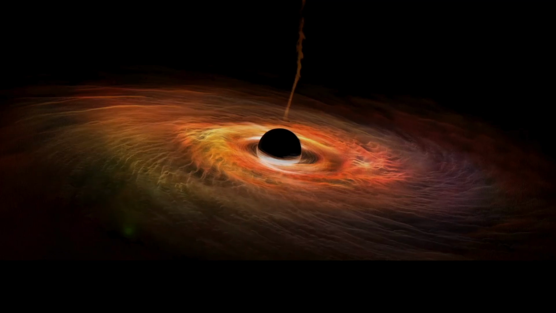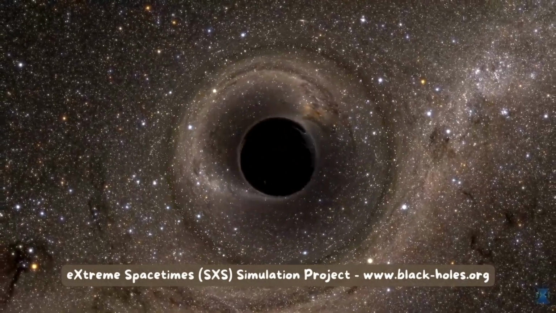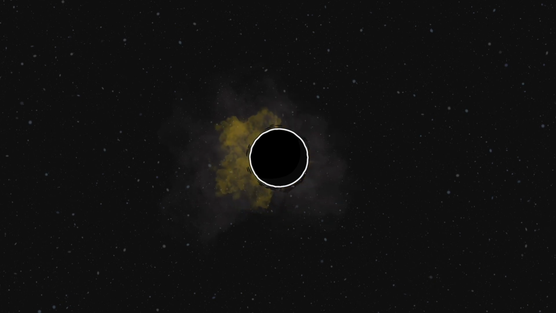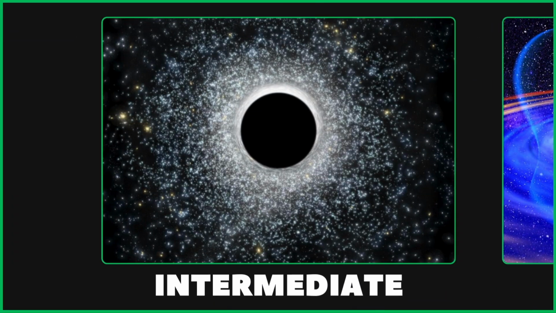Scientists believe these colossal objects grow over time by swallowing gas and merging with other black holes. When they draw in huge amounts of matter, they can power quasars, extremely bright galactic centers visible from across the universe. Intermediate mass black holes.